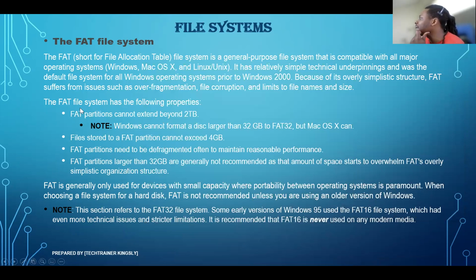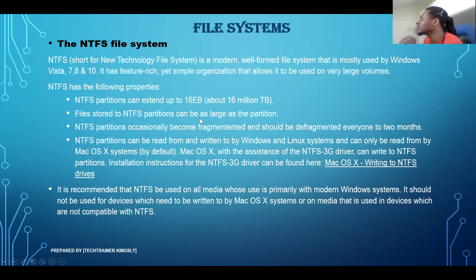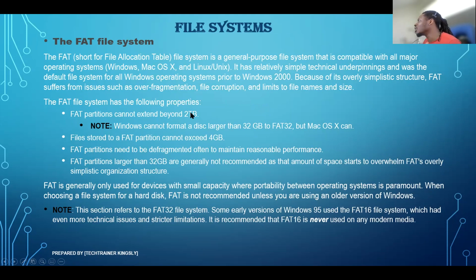And it says FAT filing system has the following properties. Those are the properties for the FAT filing system. You saw how NTFS had its own properties. It says a file partition cannot extend beyond 2 terabytes. That's the difference between a FAT filing system and NTFS. NTFS says the file extension can extend up to 16 EB, about 16 million terabytes, whereas FAT32 can only go up to 2 terabytes. It cannot go more than 2 terabytes.